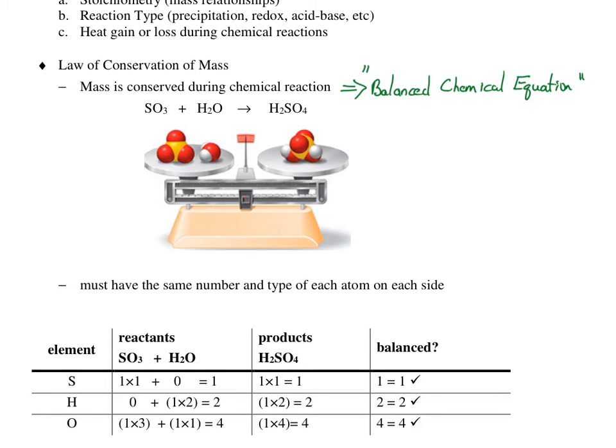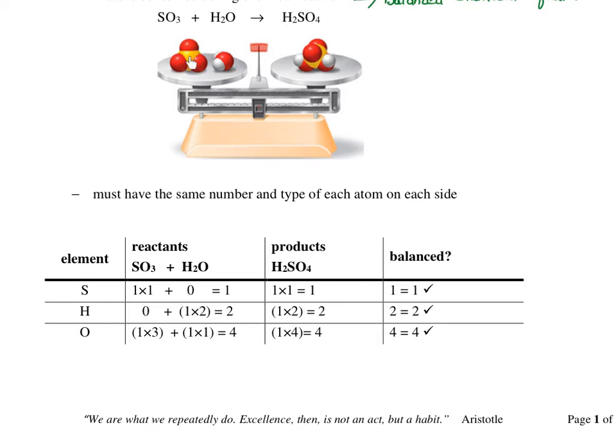As chemists, we know the equation is balanced when we have the same number and type of each atom in the reactants as we have in the products. Sulfur is represented by this yellow sphere, and we see the element sulfur is balanced. We have 1 atom of sulfur in the SO3 and one atom of sulfur in H2SO4. So we can see both from the representation of the atoms and molecules as well as the chemical equation that we have 1 atom of sulfur on each side.